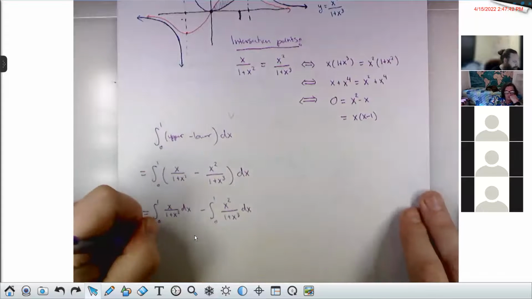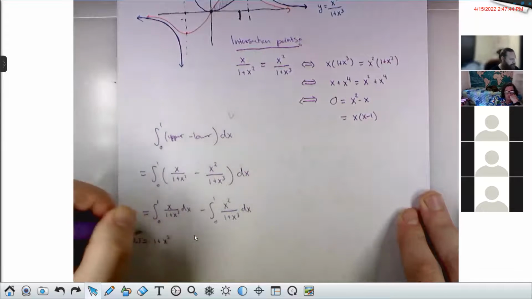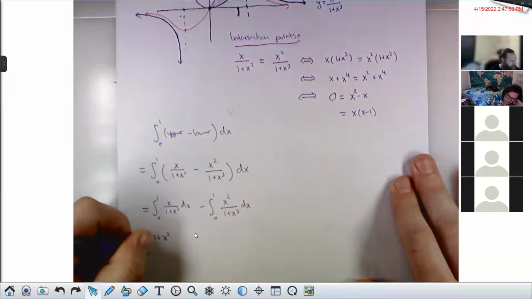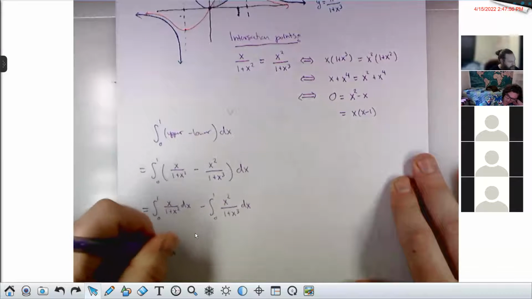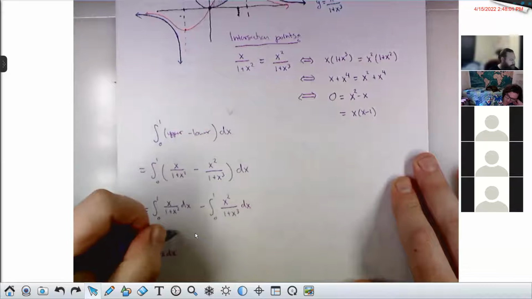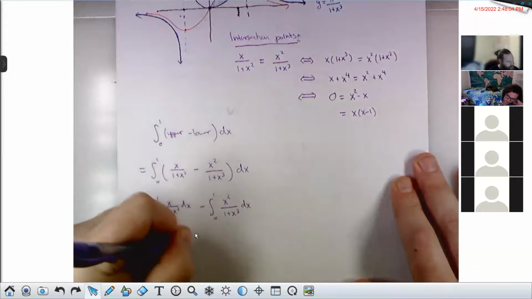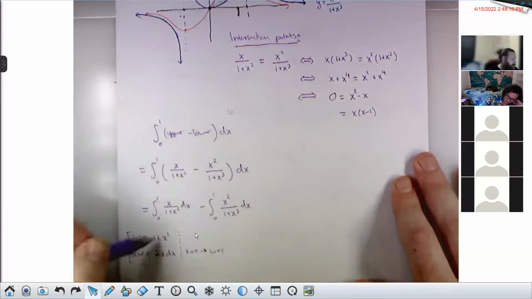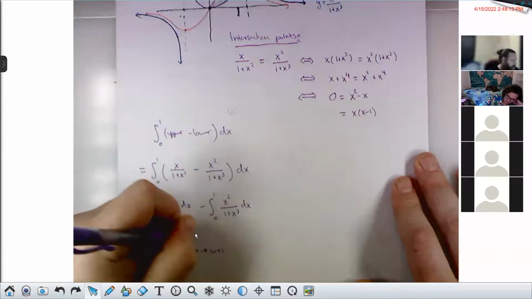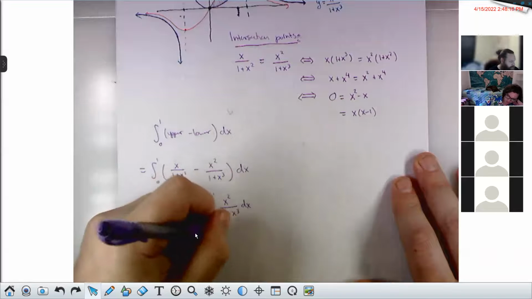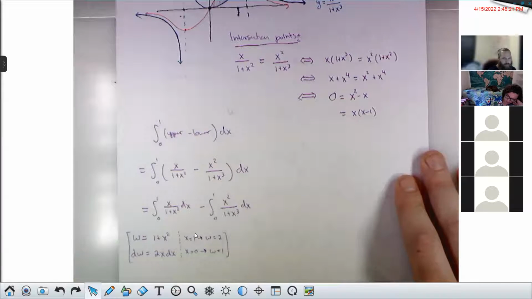So I'm going to sub for the bottom, w equals 1 plus x squared, kind of thinking of this as a 1 over w. Because then dw is 2x dx, so that's going to take this x dx and soak it up. When x is equal to 0, w is going to be equal to 1, right? 1 plus 0 squared. When x is equal to 1, w is going to be equal to 2, 1 plus 1 squared. So that's the substitution in the first integral.